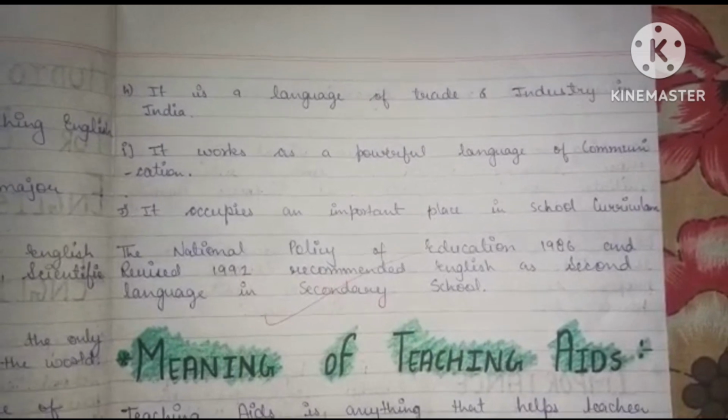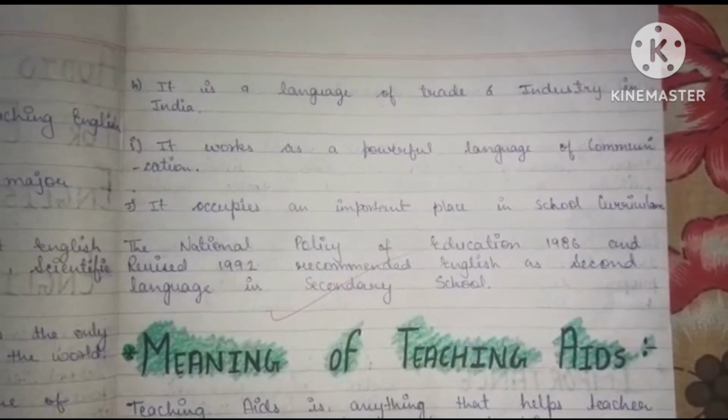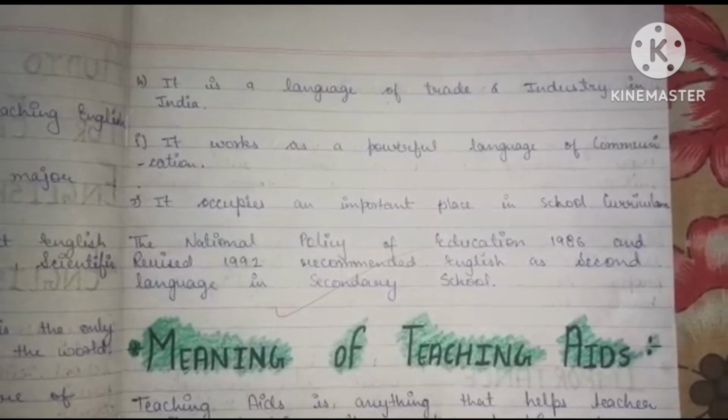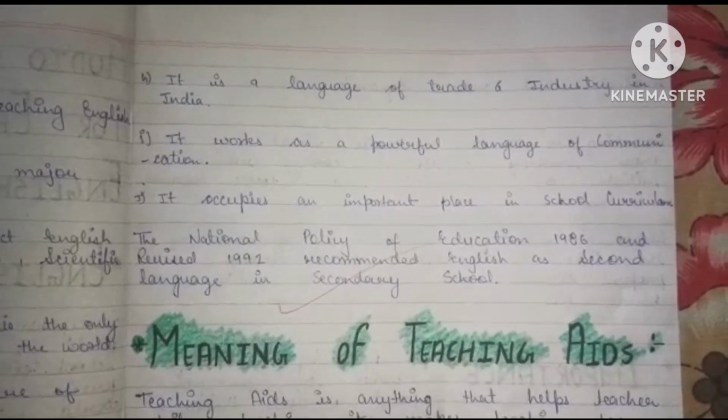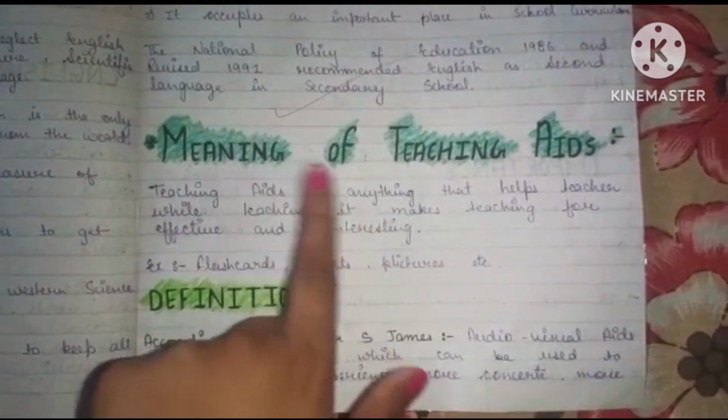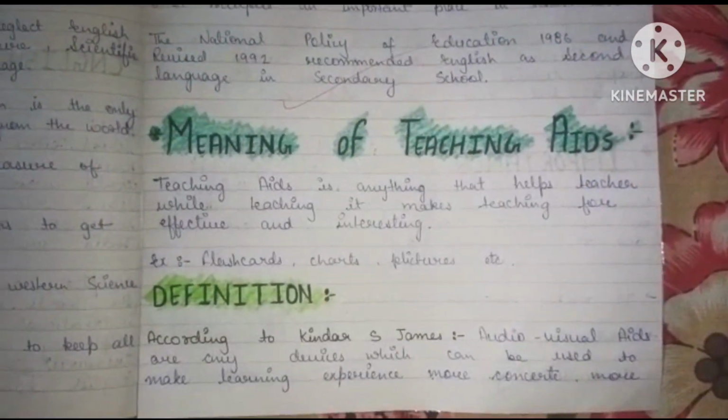Then we are going to write about the National Policy of Education of 1986, which was revised in 1992, which recommended English as a second language in secondary school. Then we have the meaning of teaching aids. So what exactly are teaching aids?